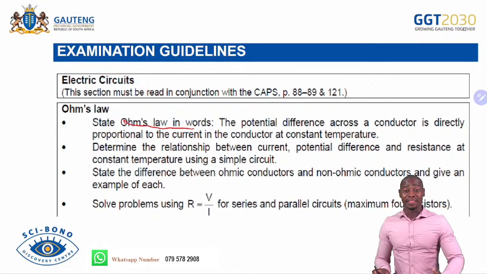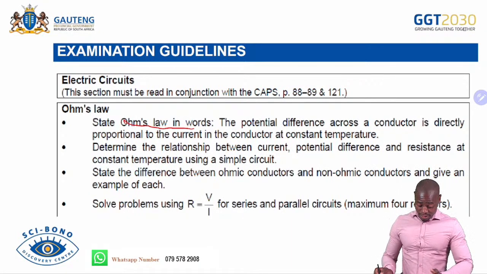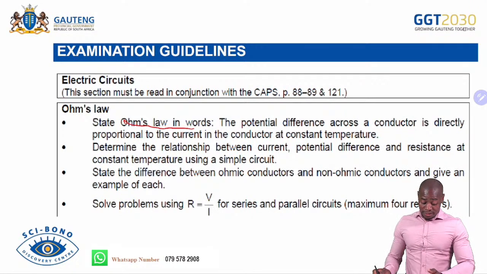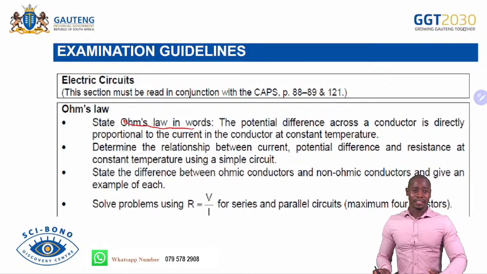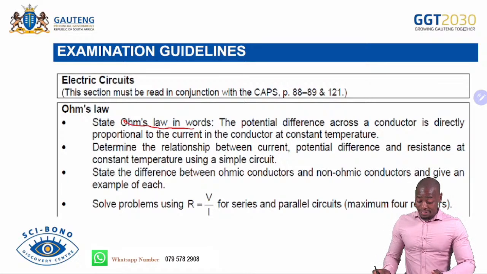Then another thing that you need to know under electric circuits is to determine the relationship between current, potential difference and resistance at constant temperature using a simple circuit. State the difference between ohmic conductors and non-ohmic conductors and give examples. By now, I think you did that in grade 11. You know what an ohmic conductor is. Remember, an ohmic conductor is a conductor that obeys Ohm's law. A non-ohmic conductor is a conductor that does not obey Ohm's law.